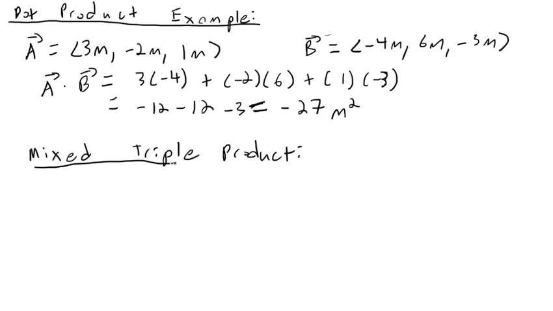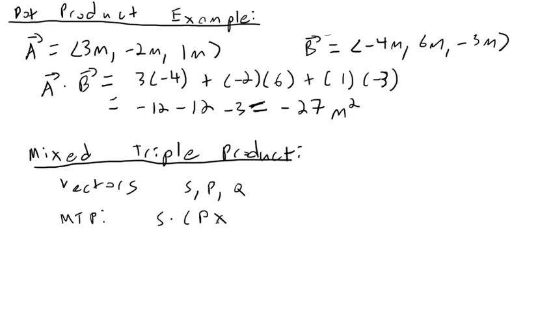This is sometimes called the mixed triple product, but it's really just if you have vectors S, P, and Q, the mixed triple product would be S dot P cross Q. And the order here does matter. So you can read more in the book about the theory behind that. I don't really like spending a whole lot of time discussing that, but basically, we're going to use this to calculate the moment about an axis.